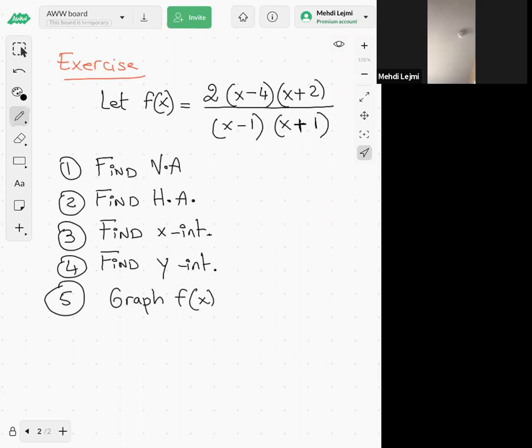All right, guys. So let's say you have 10 minutes to think about this exercise and to graph the function f.